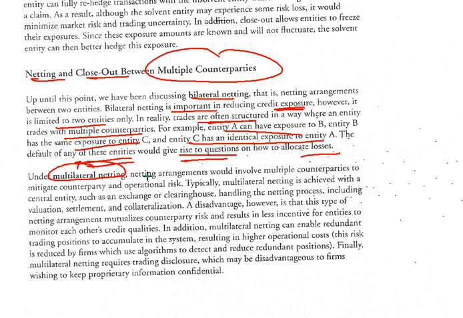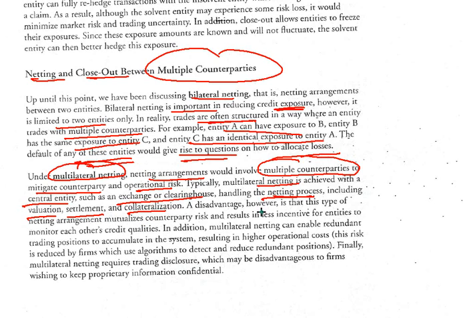Under multilateral netting, netting arrangements would involve multiple counterparties. We have seen multilateral netting, right? And as a result, it will mitigate the counterparty and the operational risk. Multilateral netting is achieved with a central entity such as an exchange or clearing house. Handling the netting process includes valuation, settlement and collateralization.